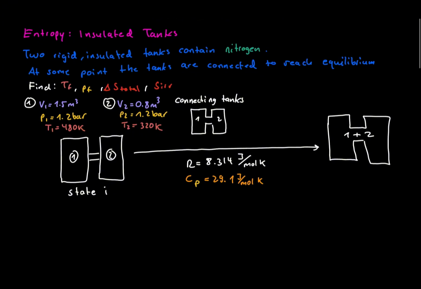Physically, energy redistributes from the hotter side to the colder side until both reach the same final temperature. Because the tanks are insulated, no heat leaves the total system. Because the tanks are rigid, no boundary work is done.